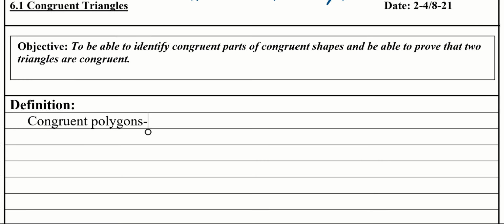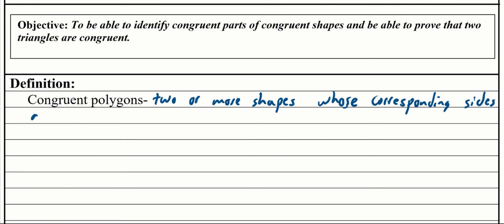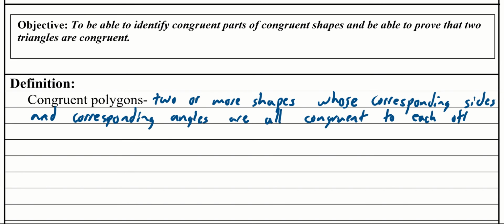So first off, if we say congruent, what does that mean for two things, shapes, triangles, whatever, to be congruent? Okay, well, congruent polygons are two or more shapes whose corresponding sides and corresponding angles are all congruent to each other. Okay, whose corresponding sides and corresponding angles are all congruent to each other.